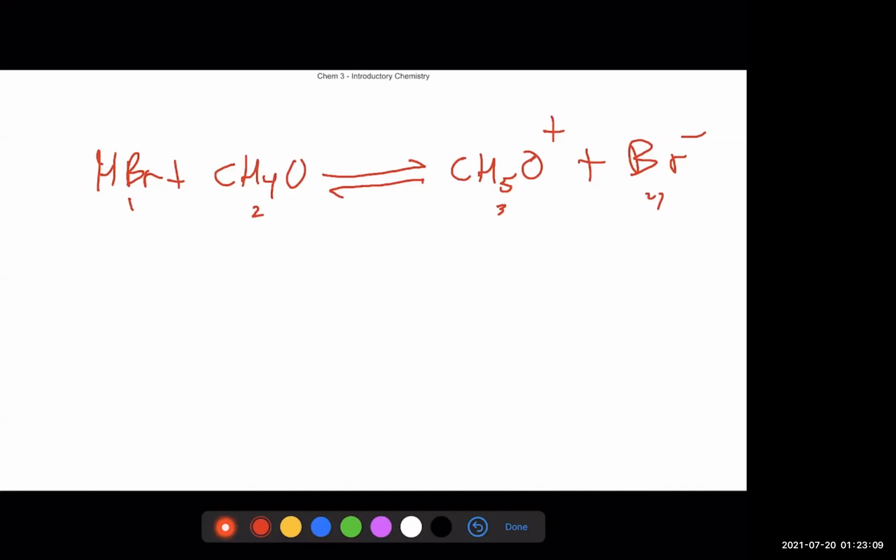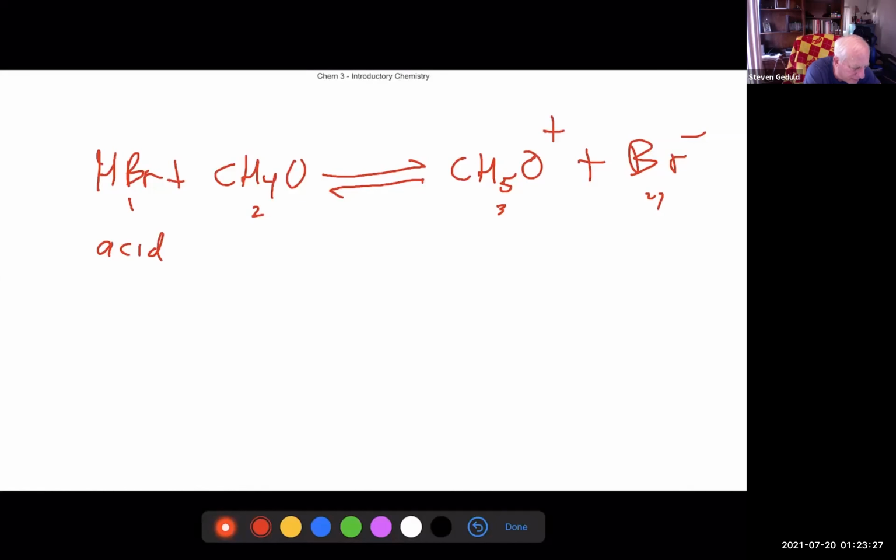It gives up a proton. So it's a what? Would it be acid? Perfect. Acids give up a proton. So this is your acid. So number two is what? Base. It accepted the proton.